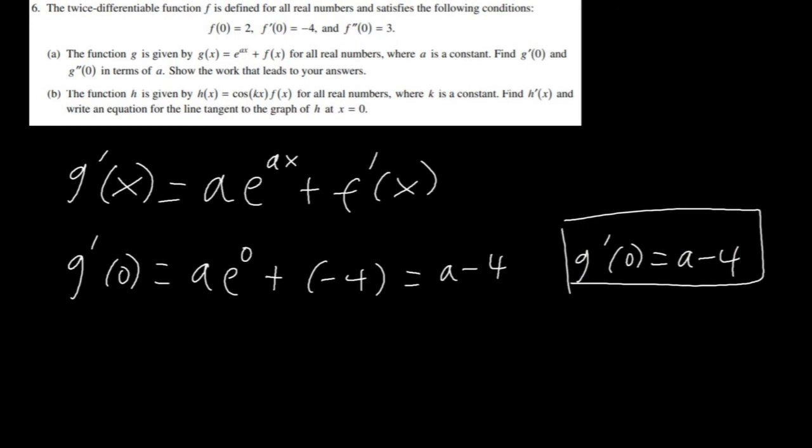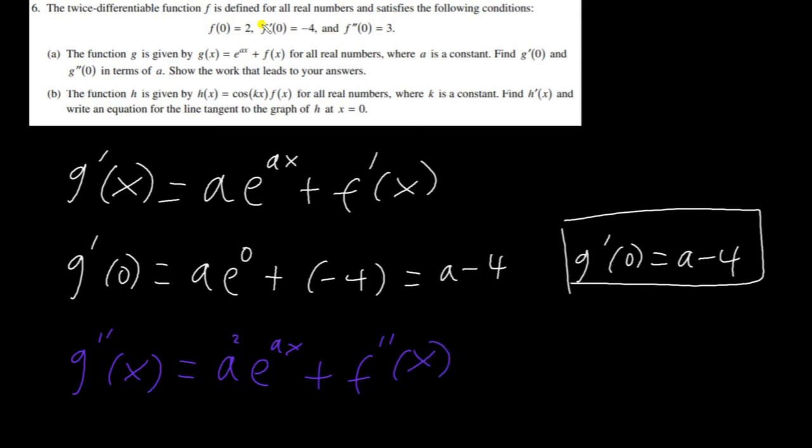Let's do purple. Sure. G double prime of x. So we'll take the derivative of this. If we follow the same thing we did before, a is a constant, e to the ax. The derivative of this is going to be a times e to the ax. But there's already an a there, so we have to make it an a squared times e to the ax, right? So basically a e to the ax times a. And then we're adding the derivative of f prime of x, which is f double prime of x.